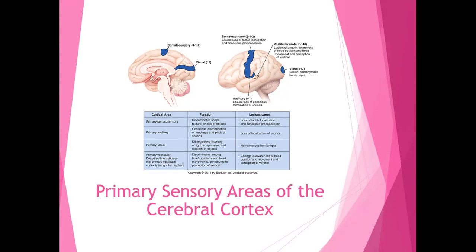The primary auditory cortex is conscious discrimination of loudness and pitch of sounds. And if you have a lesion in the primary auditory cortex, you can't localize sounds. You can't tell where a sound is coming from. As you can imagine, that could be pretty distracting if you can't tell where a sound is coming from.